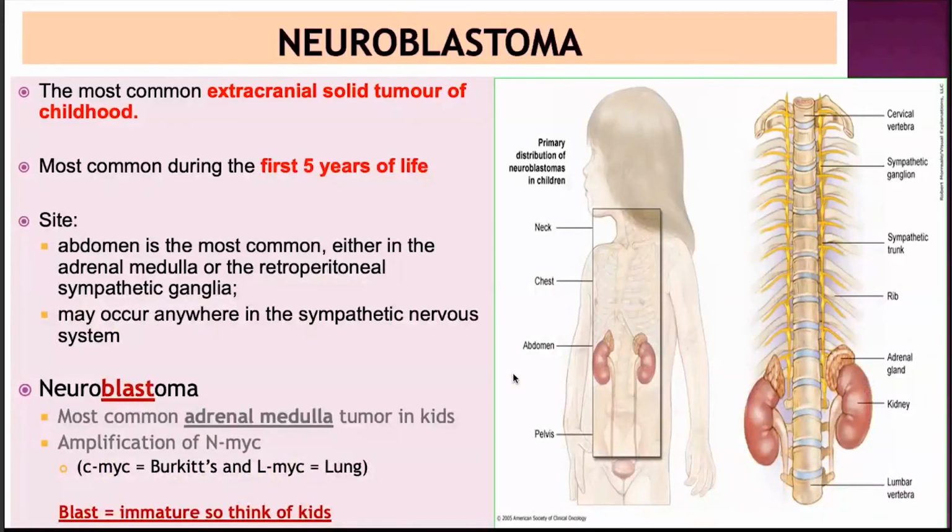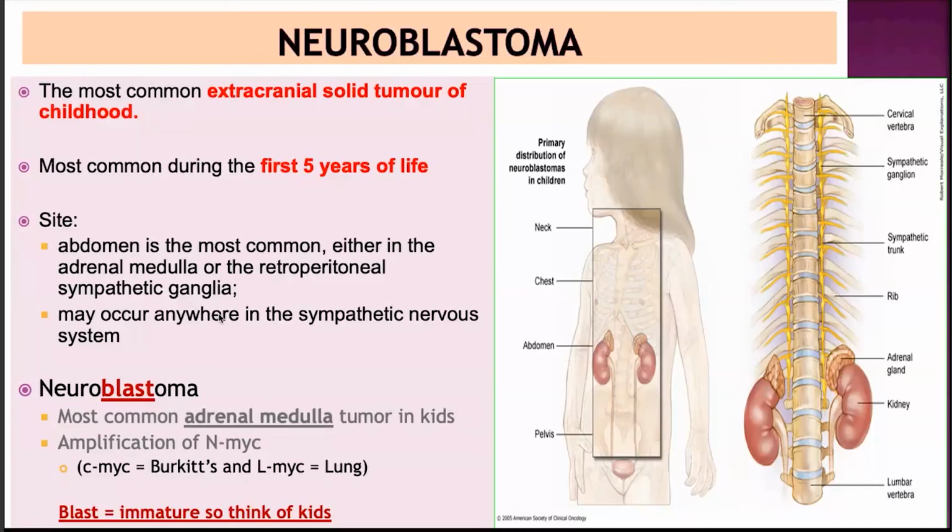And then for the neuroblastoma, is the tumor from the medulla that usually happen in the kids. It is the most common extracranial solid tumor of childhood. Okay, most common during the first 5 years of life. The site mainly the most common is abdomen. So the children usually presented with the abdominal mass. When we palpate, there is a tumor, and actually the tumor is arising from the adrenal glands and become very big.